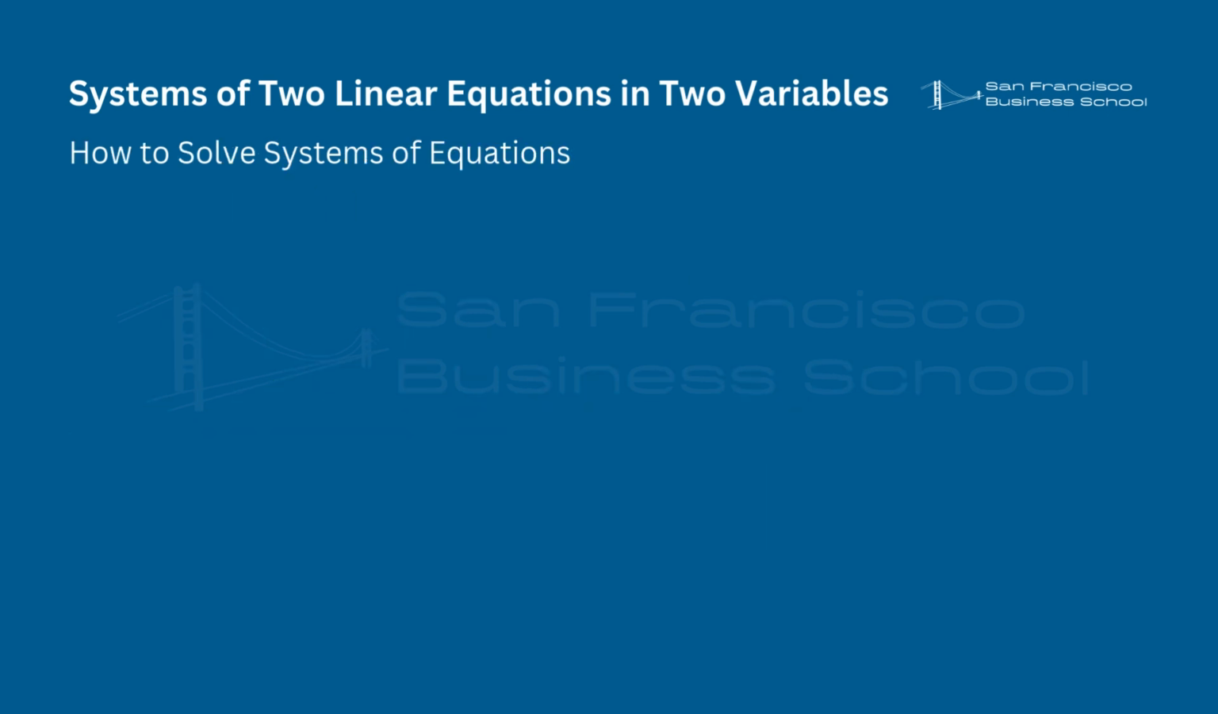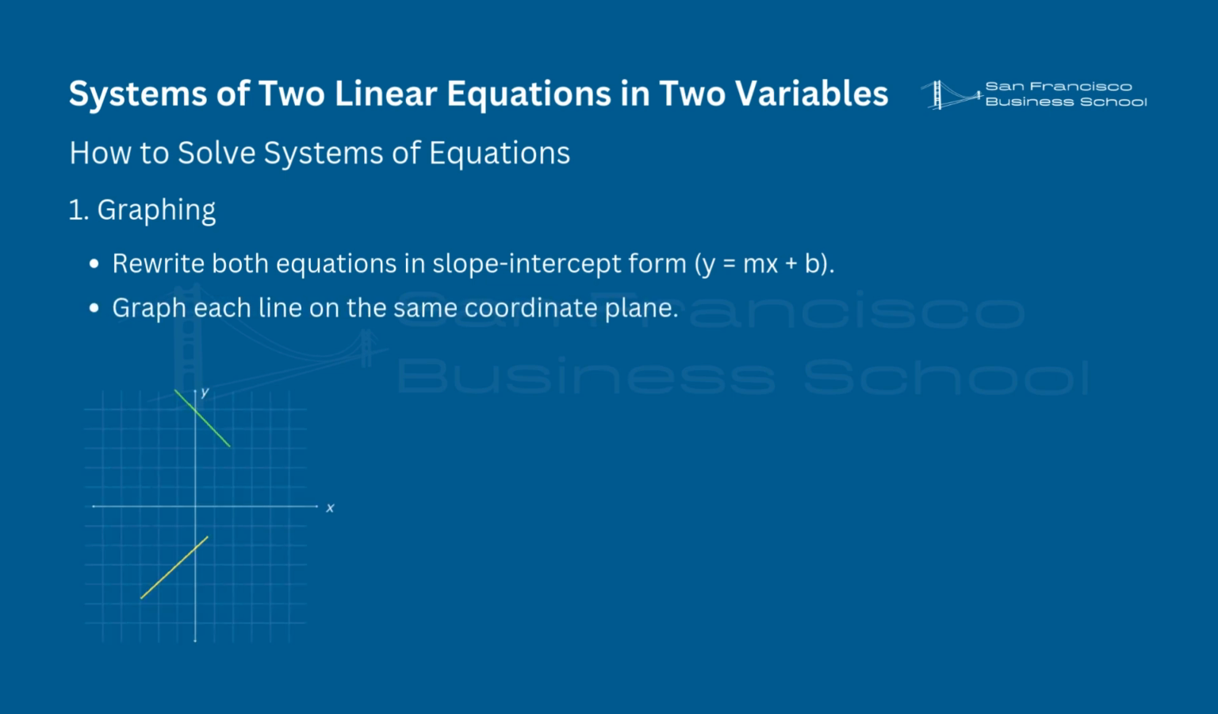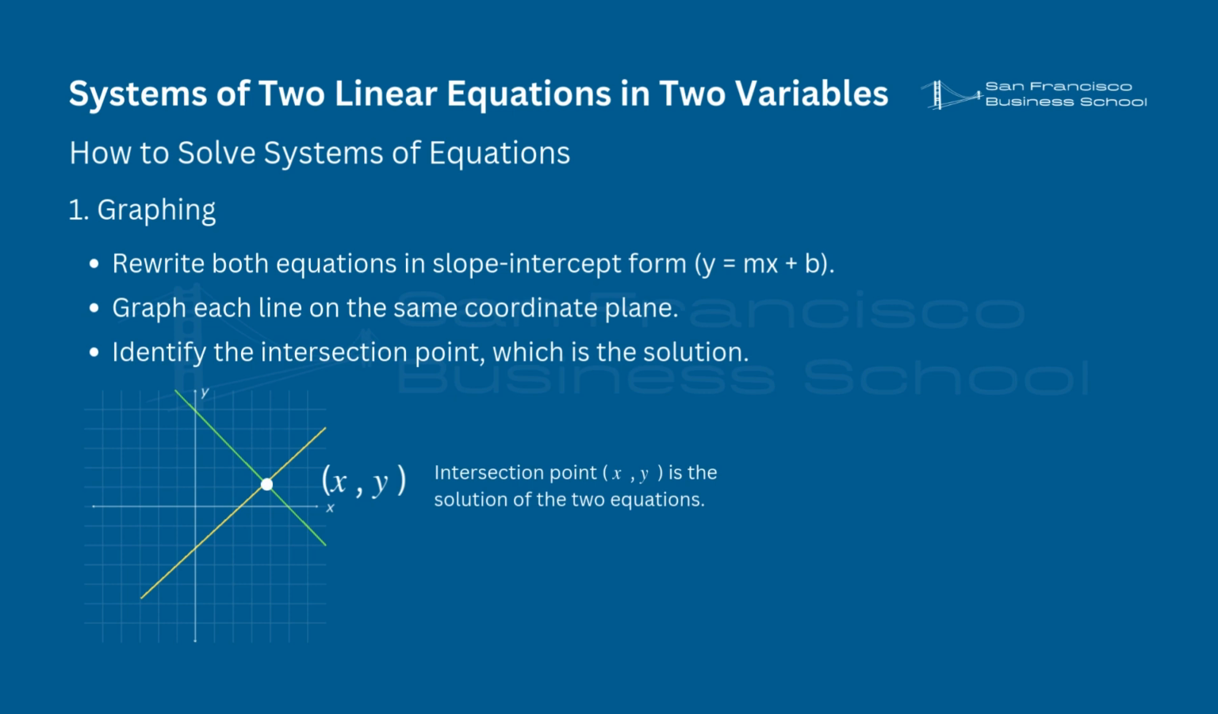How to solve systems of equations. There are three main methods to solve a system of linear equations: graphing, substitution, and elimination. 1. Graphing. Rewrite both equations in slope-intercept form, y equals m times x plus b. Graph each line on the same coordinate plane. Identify the intersection point, which is the solution.